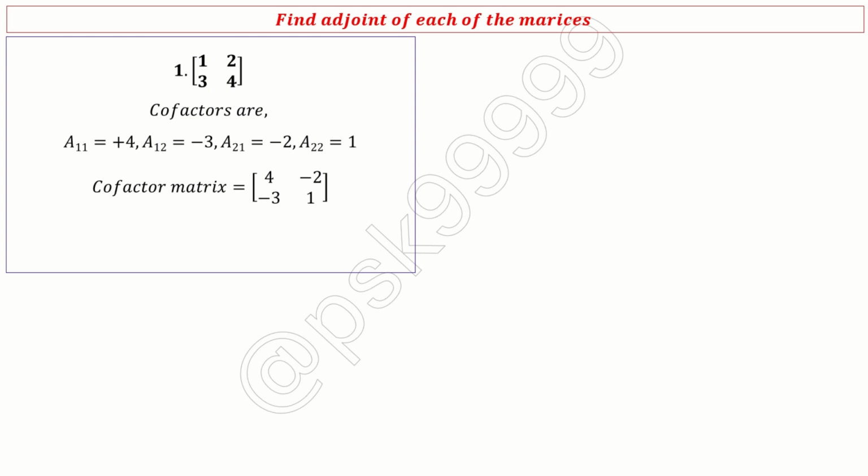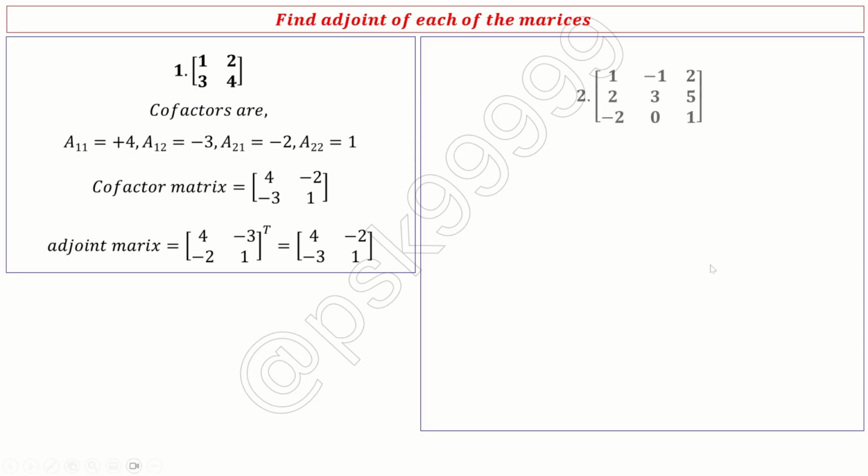Now we need to transpose this. Adjoint matrix is equal to the transpose of the cofactor matrix, which is nothing but 4, -2, -3, 1. Hope you understand how to get the adjoint matrix. And we know how to get the determinant. So these two are enough to find the inverse of a matrix.